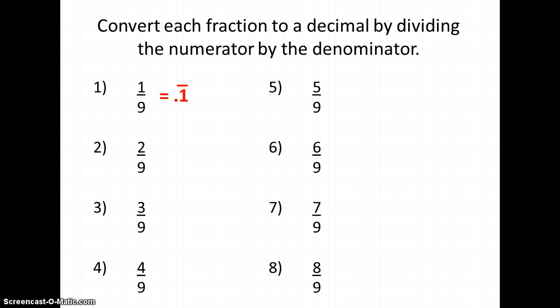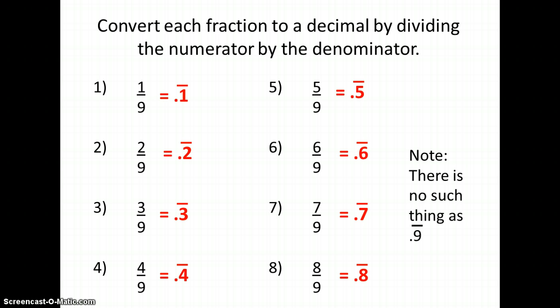1/9 becomes 0.1 repeated. 2/9 is 0.2 repeated. 3/9 is 0.3 repeated. 4/9 is 0.4 repeated. 5/9 is 0.5 repeated. 6/9 is 0.6 repeated. 7/9 is 0.7 repeated, and 8/9 is 0.8 repeated. Notice each of these fractions, when converted to a decimal by dividing the numerator by the denominator, I get the numerator repeated.